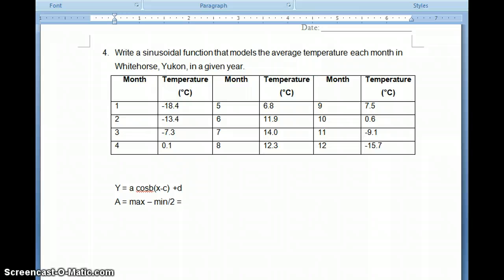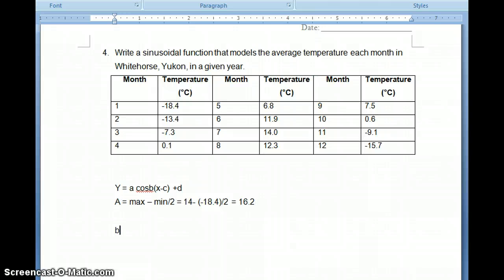Okay, so we can grab these values from our table. Our maximum is just our highest value, and it looks like our highest value would be 14. And our minimum is going to be our smallest value, and looking through our table, it looks like it's going to be negative 18.4. So 14 minus negative 18.4, all divided by 2. When you put that into your calculators, 14, add 18.4, divide that by 2, our overall answer should be 16.2.